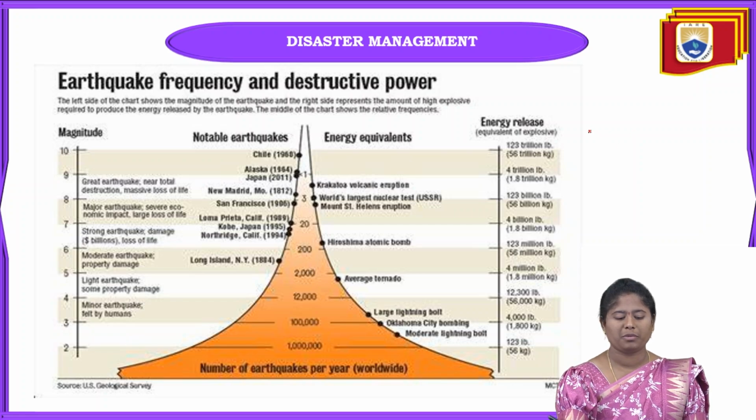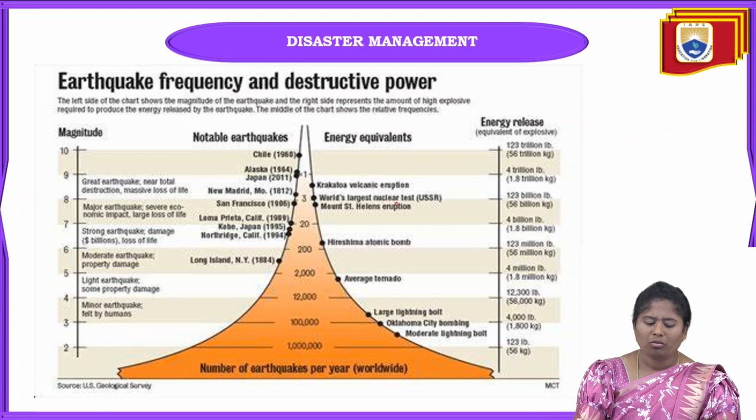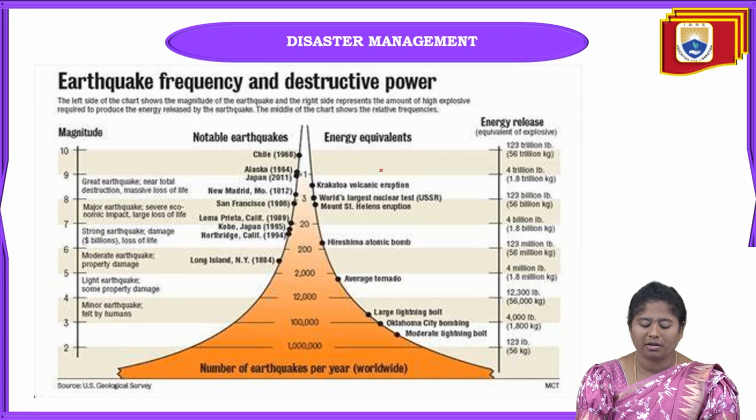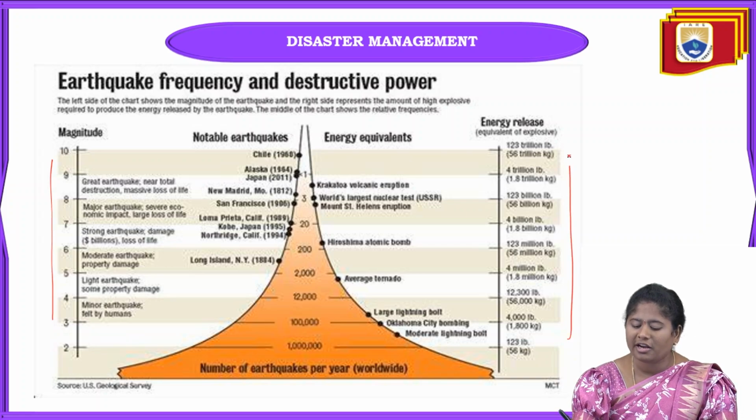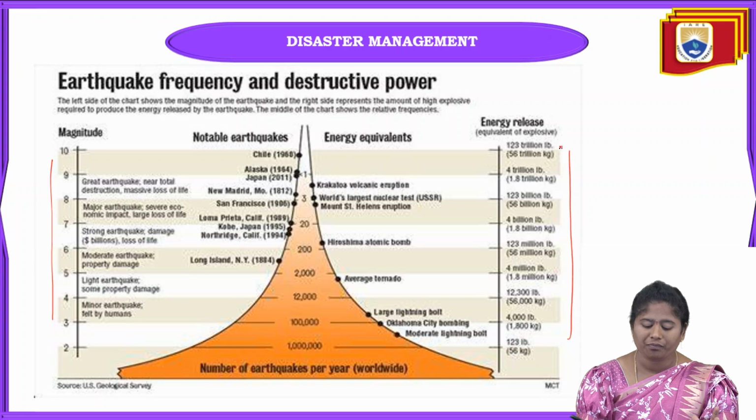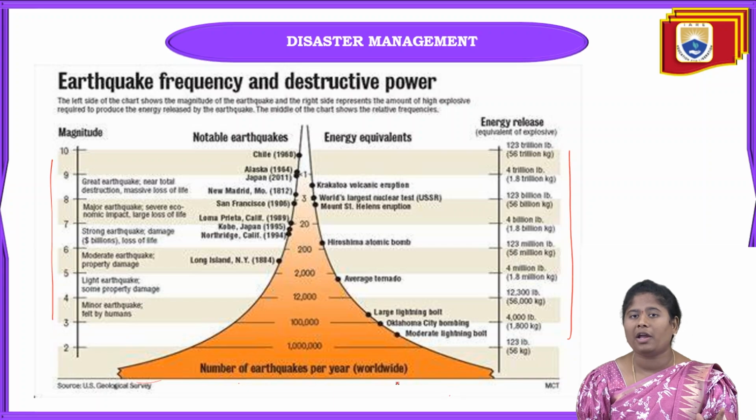What we can see in this graph is the types of earthquakes that occur overall, worldwide. Here is the magnitude and here is the energy released. Why I am showing this is that in the moment magnitude scale we observe both the magnitude and the energy release. This is the energy released, and this x-axis is nothing but the number of earthquakes per year worldwide.